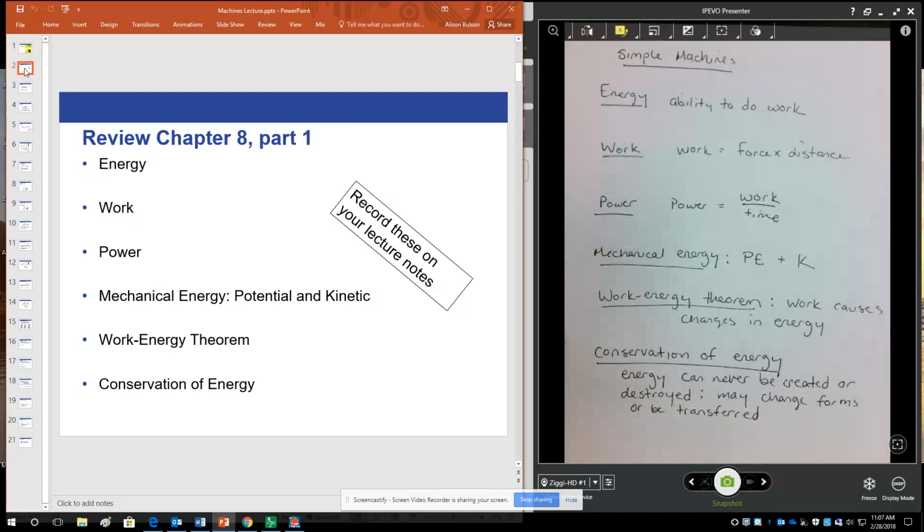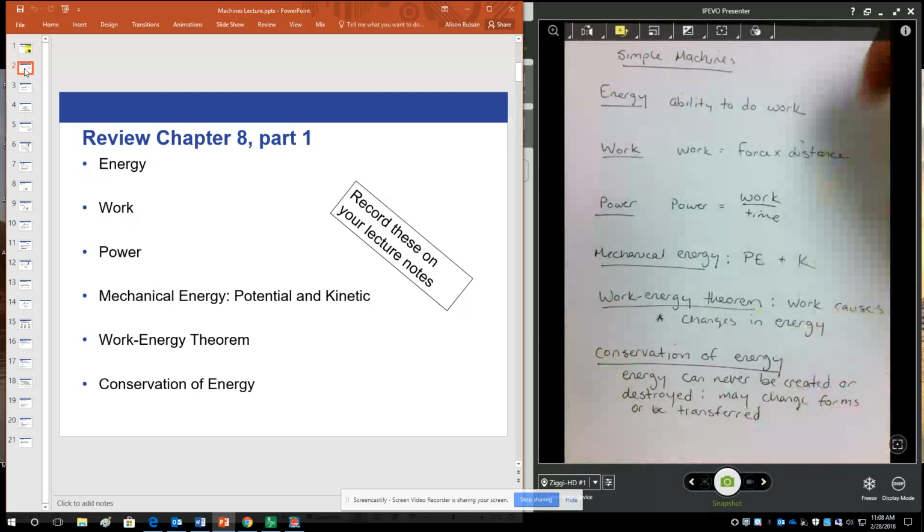Conservation of energy means that, as far as we can tell, energy is never created or destroyed. It may, however, change forms. For example, a falling ball changes from potential energy to kinetic energy as it falls, or it may be transferred from one object to another, such as in the case when work is done. Okay, so this is all stuff we should be familiar with. This is the foundation, however, for understanding simple machines.